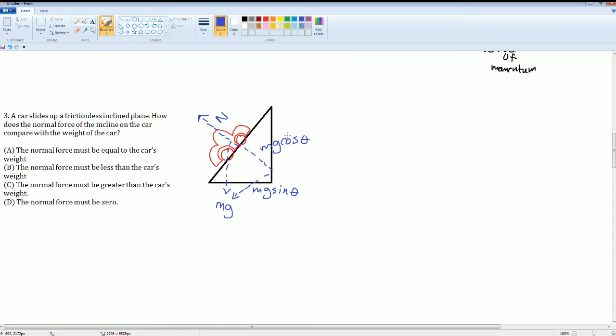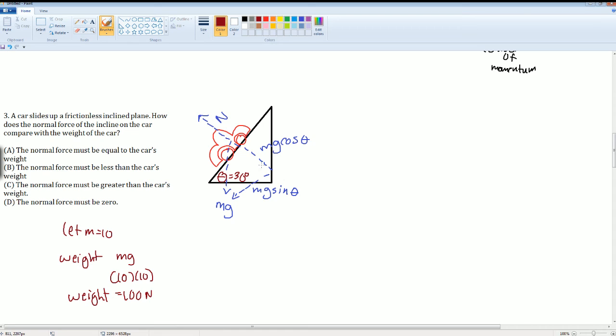The normal force must be equal to the car's weight. No. The normal force must be less than the car's weight. Whoa. There is a theta here, right? So let's just make theta not zero, okay? Let's throw in some numbers here. Let m equal 10, so the weight of the car is defined by mg, which is 10 times 10. So the weight of the car is 100 newtons.